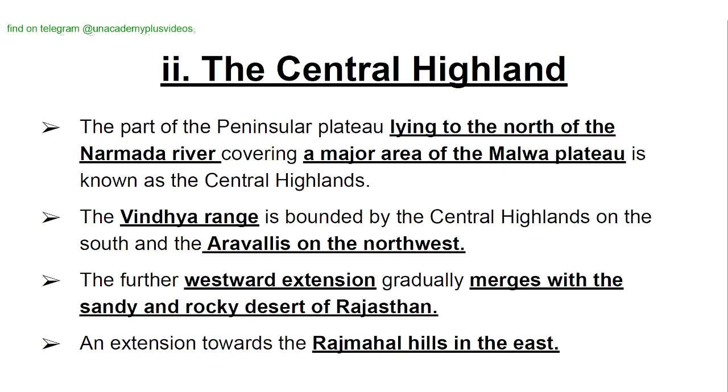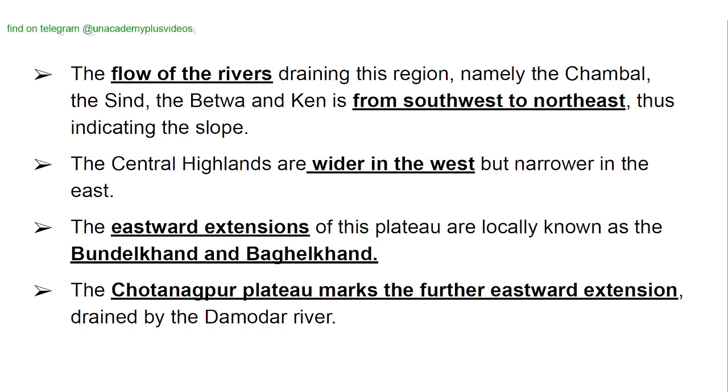Central Highlands. The part of the peninsular plateau lying to the north of the Narmada River, covering a major area of the Malwa Plateau, is known as the Central Highlands. The Vindhya Range. The Vindhya Range bounds the Central Highlands on the south and the Aravallis on the northwest. The further westward extension gradually merges with the sandy and rocky desert of Rajasthan. An extension towards the Rajmahal Hills is in the east.